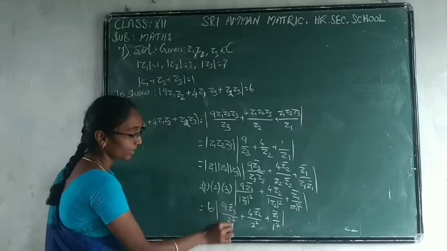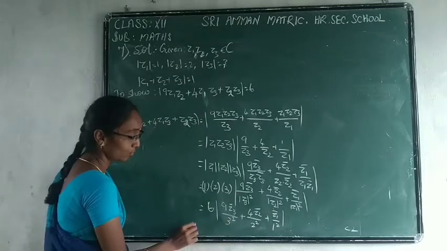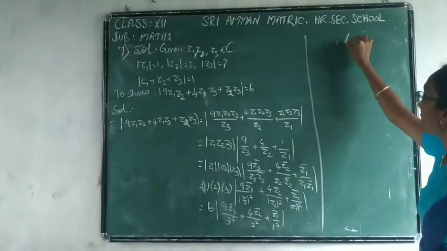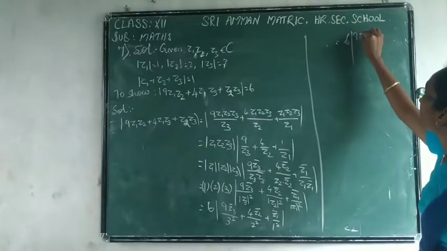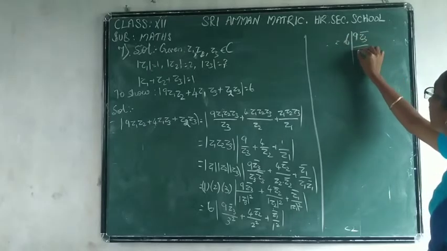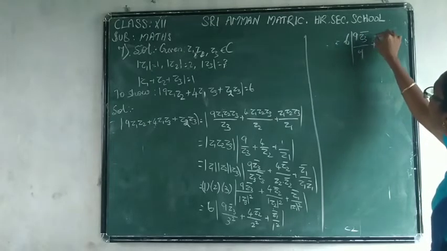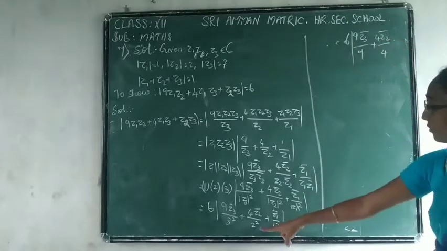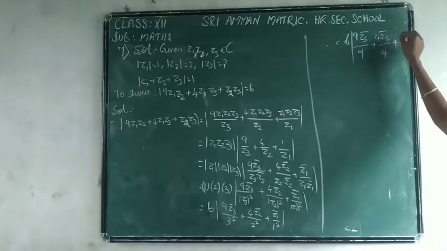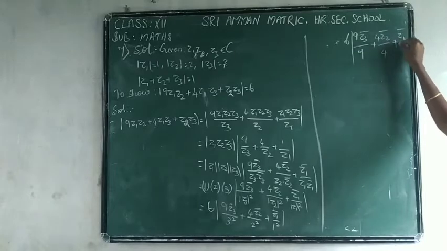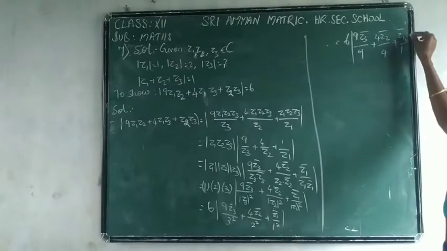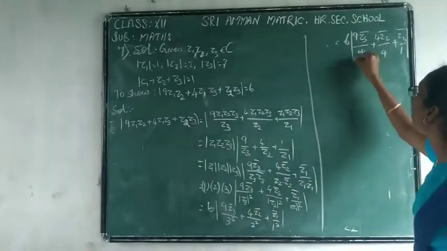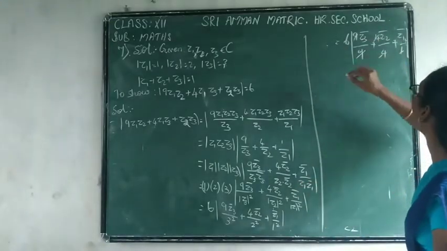3 square value is 9. So it equals 6 into 9 z3 bar divided by 9, plus 4 z2 bar divided by 4, since 2 square value is 4, plus z1 bar divided by 1. You understand? Now calculate this one: 9 by 9, 4 by 4, 1 by 1.